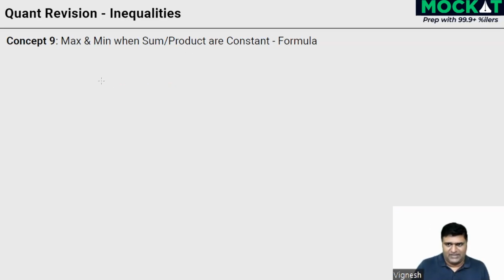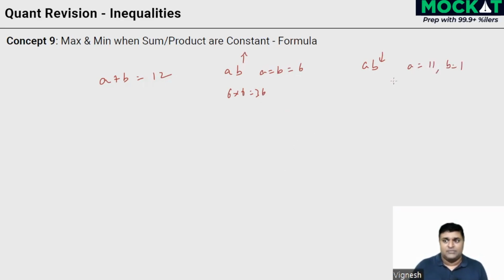So if the sum is constant, A plus B equals 12, the product over here gets maximized when A equals B equals, in this case, 6, right? 6 into 6 is 36. AB over here gets minimized when they're far apart from each other, right? So A equals 11 and B equals 1 if both are positive integers, right? 1 into 11 is just 11, right? So that way. Where sum is constant, the product gets maximized when they are equal.